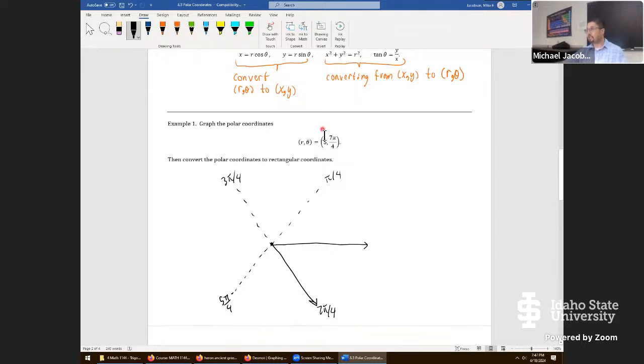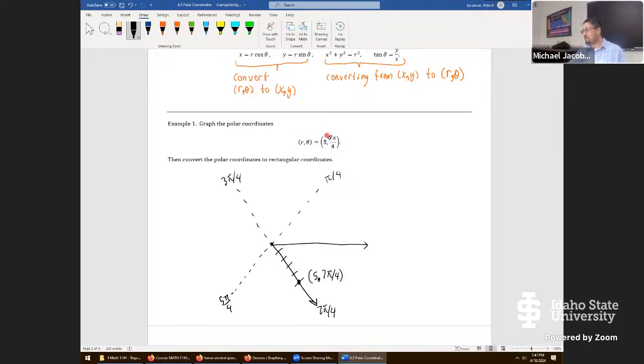So we've got the angle. It says go a distance 5 along that ray. So just use a uniform tick mark. This is setting the scale. 1, 2, 3, 4, 5. So here's the polar coordinates, 5, 7 pi over 4. So that step's done.